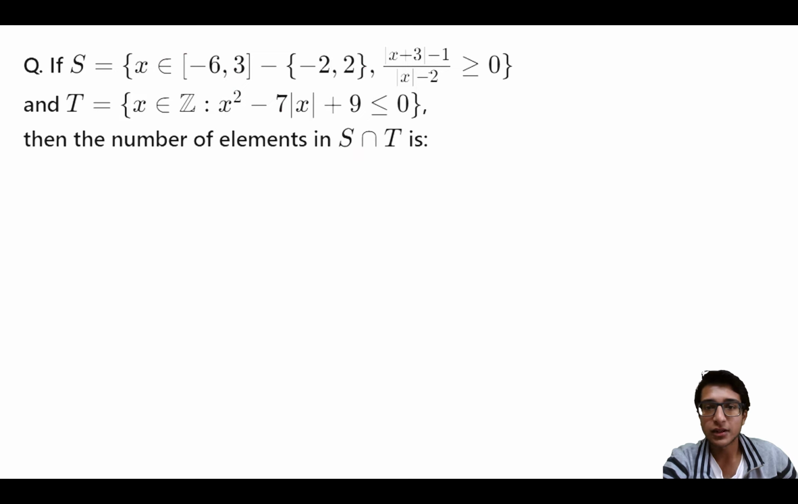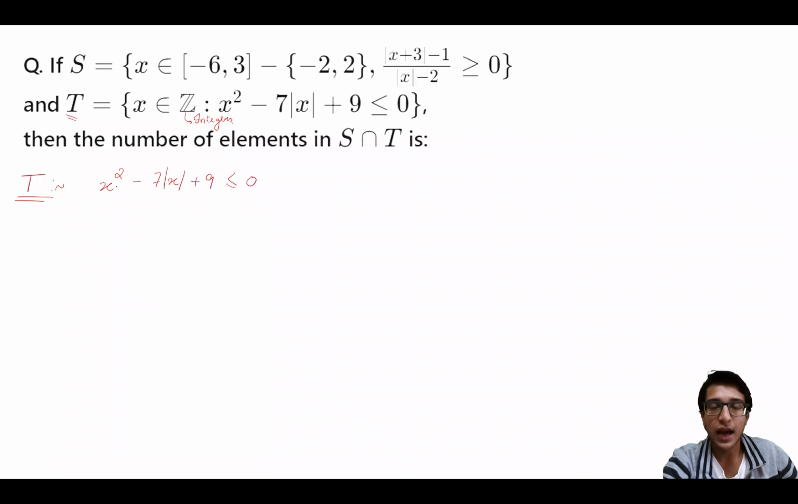So first of all, by just looking at these sets, you can see that the T set is in a quadratic format. That means it is easier for us to solve the quadratic one. So let us first find the elements in T. And you must remember that x belongs to Z. This Z means integers. So for T, I need to find the solution of this quadratic inequality: x square minus 7 mod x plus 9 less than or equal to 0.